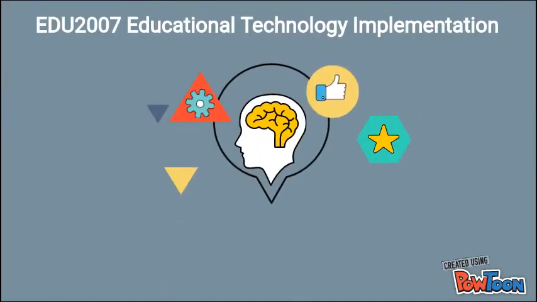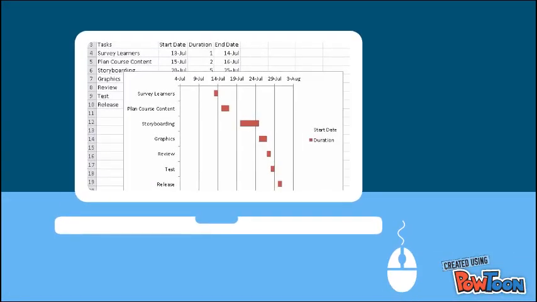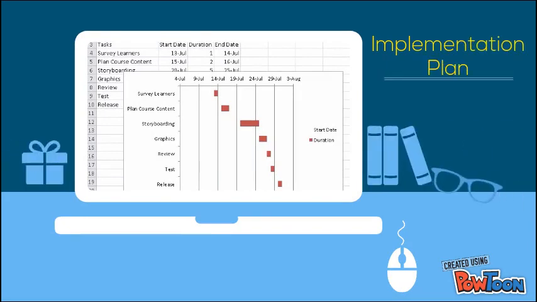At the onset of this course, I decided to undertake creating a community of practice for my students through a Facebook group. I created an implementation plan in order to establish critical dates and milestones for the project's success. This included setting milestones for surveying learners' needs, planning content, storyboarding, graphics, reviewing and testing the material, and finally releasing the project for my students' use.